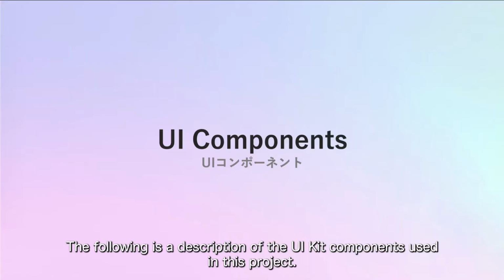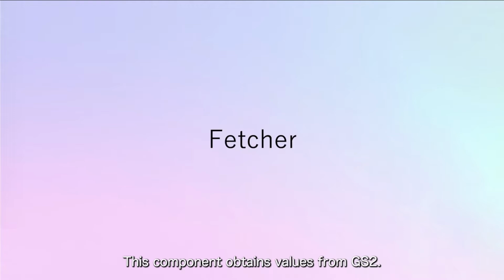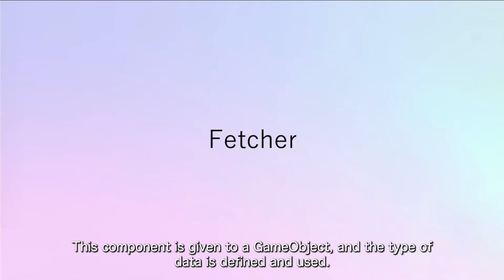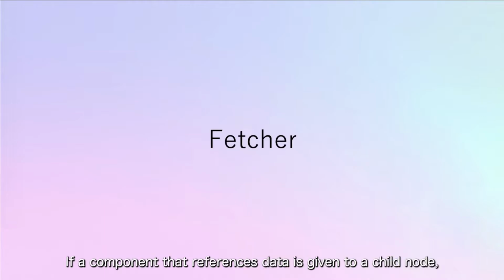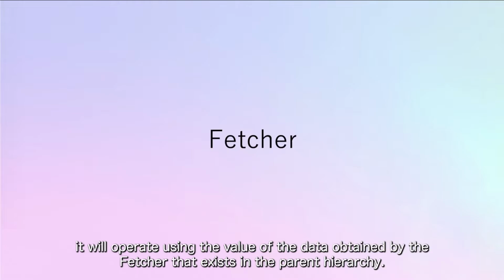The following is a description of the UIKit components used in this project. This component obtains values from GS2. This component is given to a game object, and the type of data is defined and used. If a component that references data is given to a child node, it will operate using the value of the data obtained by the fetcher that exists in the parent hierarchy.